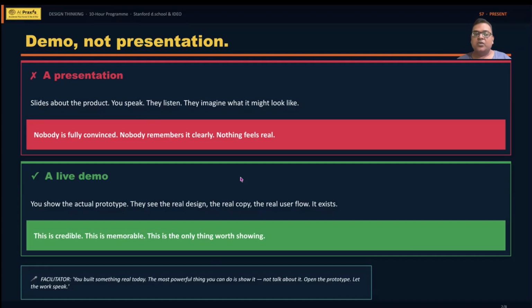So, the one rule of this session is stated once and enforced without exception, which is that you open the prototype first and then you speak. And every presenter who opens with slides and says, so what we built, has already lost the audience, because the prototype, existing, visible, interactive, and real, is the most credible opening statement you can possibly make. And everything else is just preamble.